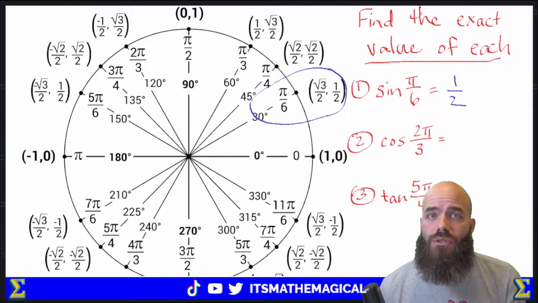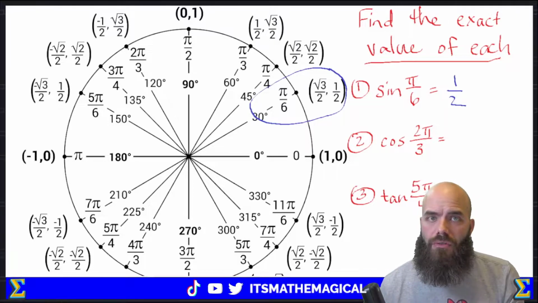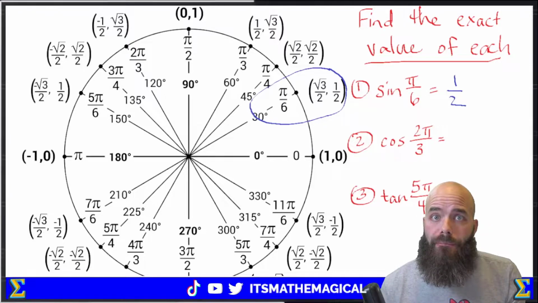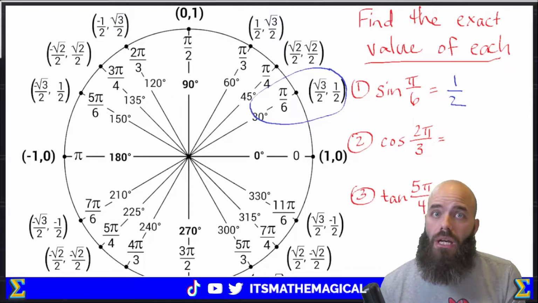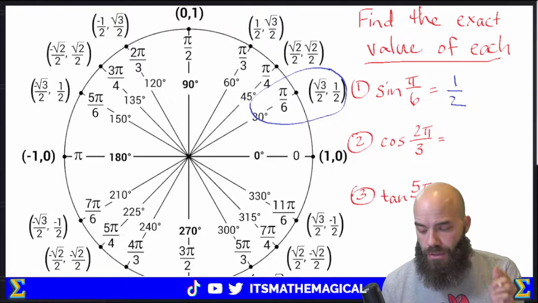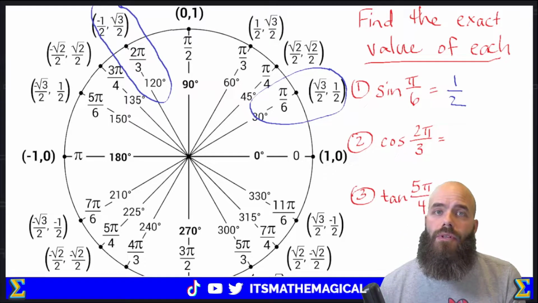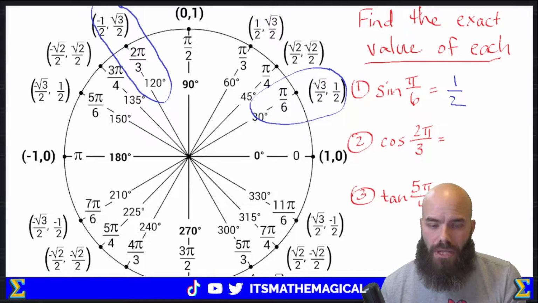To find cosine of 2 pi over 3, we again find or visualize where 2 pi over 3 is on the unit circle, or we can use something called reference angles. However you find this exact value, just make sure you're very careful in finding it correctly. So cosine of 2 pi over 3, find 2 pi over 3 on your unit circle. Cosine is the x value, and so cosine of 2 pi over 3 is -1/2.